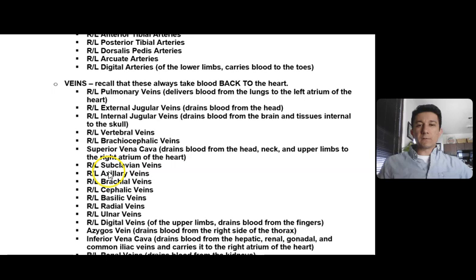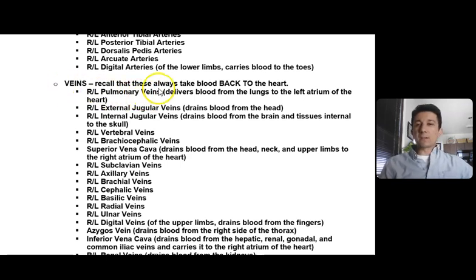So that does it for our list of arteries. We also have a fairly shorter list of veins here. And recall that veins are blood vessels that are going to be taking blood back to the heart. So veins are going to be receiving blood from capillary beds, and they're going to be returning that blood to the atria of the heart.